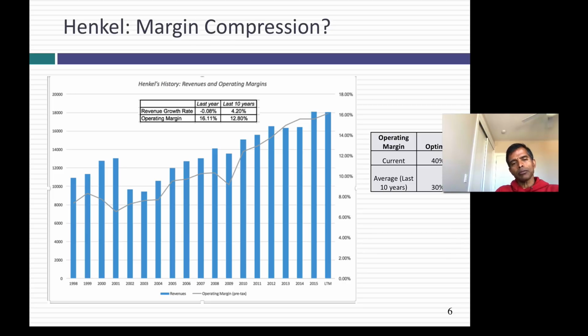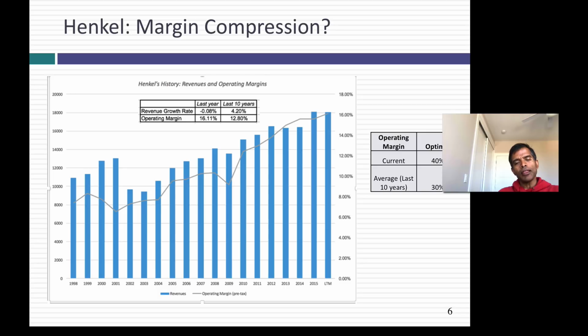Here's the second example, Henkel. Henkel is a German company. It's a very boring German company. It doesn't grow very much. It's got healthy margins, so it's a profitable, boring company. Its margins actually last year were much higher than they've been historically. It's tough to tell why that happened. The margins are 16.11%, but here again you have a choice.